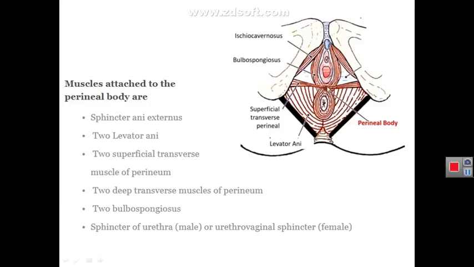Muscles attached to the perineal body are listed there, and they are demonstrated in this figure. And it will be a waste of time to enumerate them now. You can read them later on, and probably it carries some kinds of clinical significance due to the rupture.